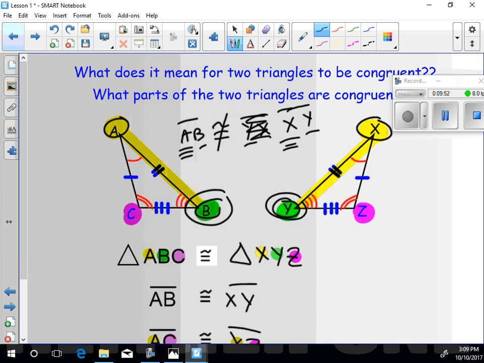Okay, so corresponding parts of congruent triangles are then congruent. A corresponds to X, therefore B and Y, and C and Z. That's why the order will matter.